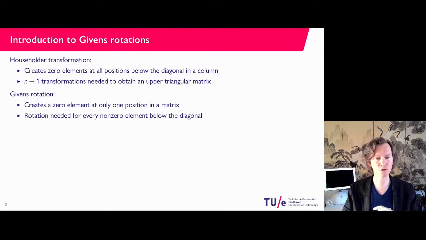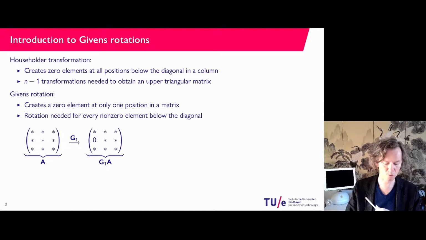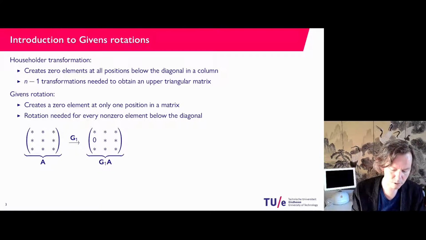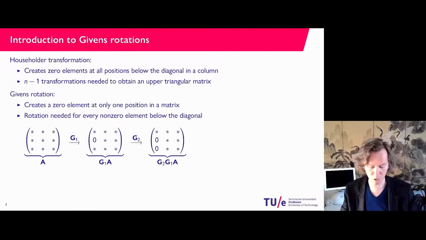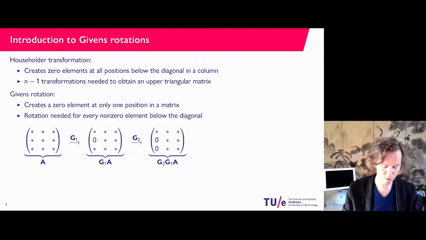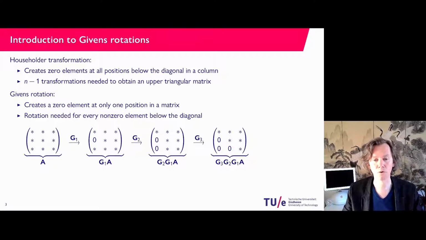So if you need to create, say, in the first column of a matrix zeros below the main diagonal, you would need n-1 Givens rotations. So here is a little example. Here is a 3 by 3 matrix. We can use one Givens rotation to create a zero at the second row, first column. And we would need another one for the third row of the first column. And then we would need one Givens rotation more to create a zero at this position here, so in the second column below the diagonal.